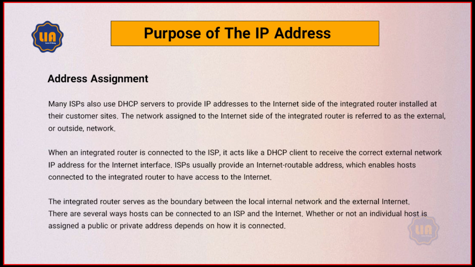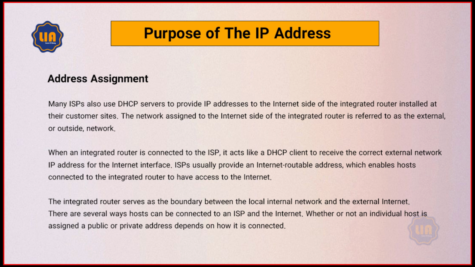Many ISPs also use DHCP servers to provide IP addresses to the Internet side of the integrated router installed at their customer sites. The network assigned to the Internet side of the integrated router is referred to as the external, or outside, network. When an integrated router is connected to the ISP, it acts like a DHCP client to receive the correct external network IP address for the Internet interface. ISPs usually provide an Internet routable address, which enables hosts connected to the integrated router to have access to the Internet. The integrated router serves as the boundary between the local internal network and the external Internet.